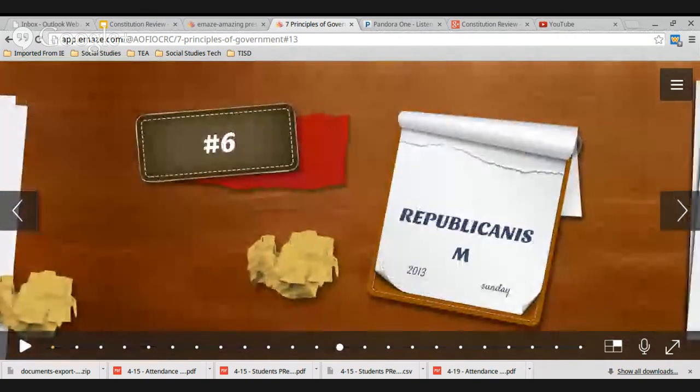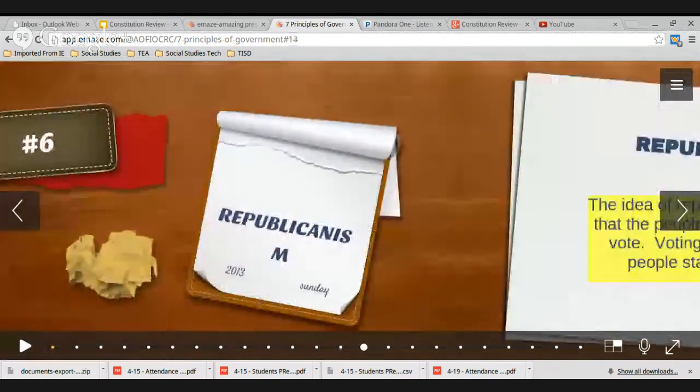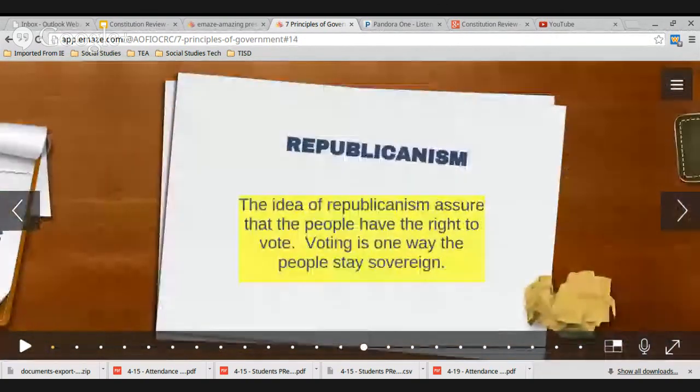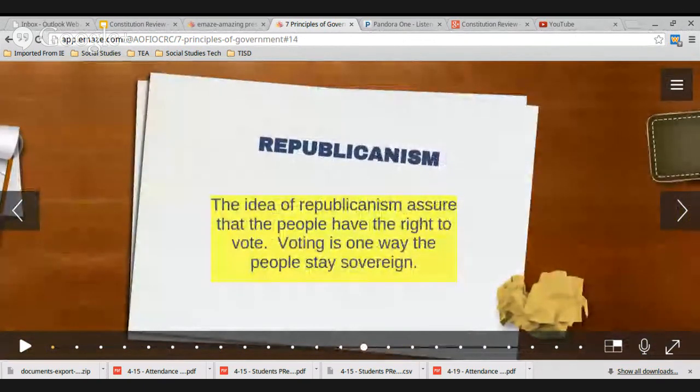The 6th principle is republicanism, and we're not talking about the Republican Party. Republicanism assures that the people have the right to vote. Voting is one way that people stay sovereign, going back to the idea of popular sovereignty. Republicanism, voting.